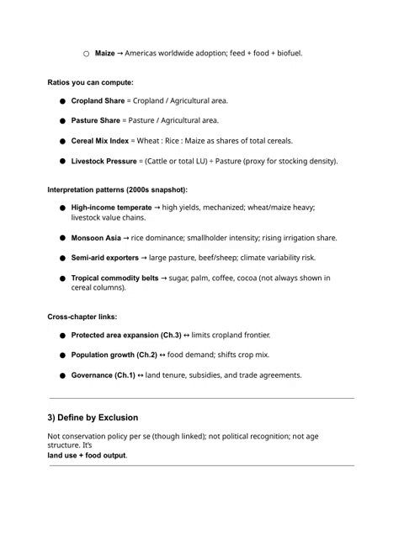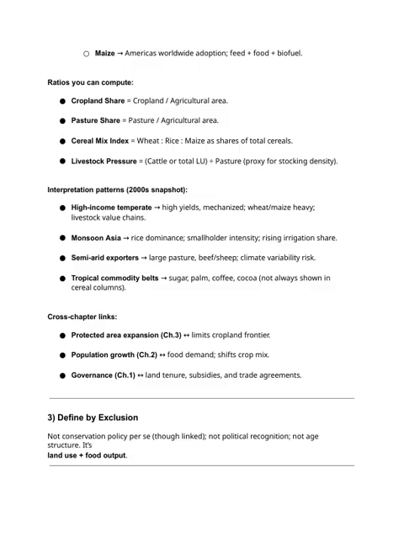Now, looking at the 2000 snapshot, we notice distinct regional patterns. High-income temperate areas tend to have high yields, are highly mechanized, and often focus on wheat and maize, with well-developed livestock value chains. In contrast, monsoon Asia is dominated by rice cultivation, mainly smallholder farms with increasing irrigation infrastructure. Semi-arid regions exporting large amounts of beef and sheep face climate variability risks, which can impact their land use strategies. Finally, tropical commodity belts, like those producing sugar, palm oil, coffee, and cocoa, show different land use dynamics that aren't always reflected in cereal data.